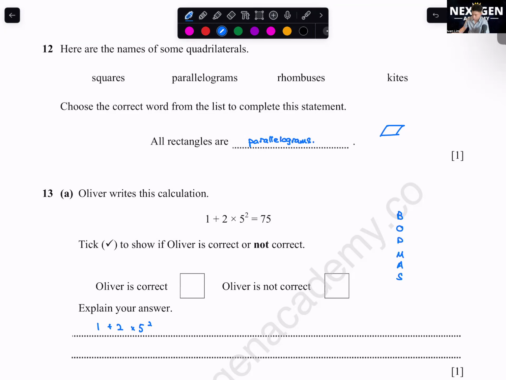BODMAS. We need to do brackets, order first, then multiply, then only we add. Let's do the proper calculation here. 1 plus 2 times 25. Then 1 plus 50, then 51. He is not correct.